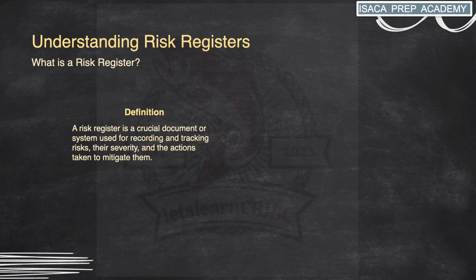The risk register typically includes details such as a description of each identified risk, its potential impact or severity, the likelihood of occurrence, the responsible individual or team, and the status of mitigation effort. And by maintaining a comprehensive risk register, organizations can proactively identify potential threats and vulnerabilities, prioritize the risk mitigation effort, and track the progress of the risk management activities over time.